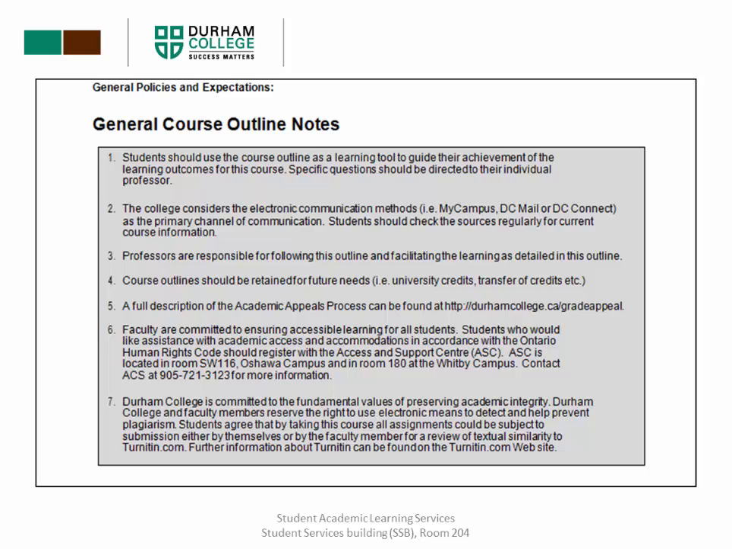On the next page are the general course outline notes. This section explains that the course outline is a tool to guide your learning, and that your professors are expected to follow this outline. In addition to some other notes, it also mentions that the college communicates with students through My Campus, DC Mail, or DC Connect, and reminds you to check these sources regularly. The general course outline notes also inform students that assignments may be submitted to Turnitin as a way to detect and prevent plagiarism.